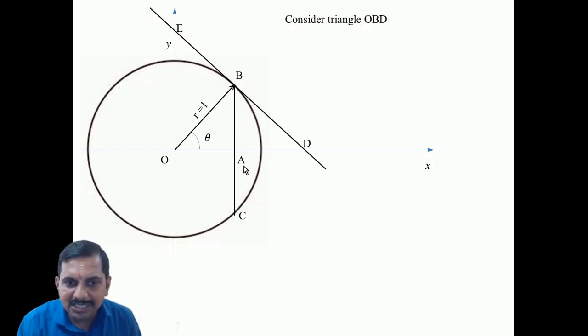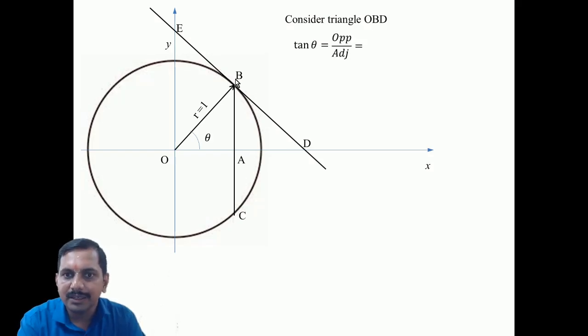If you consider this as a triangle, this is theta. So which is the hypotenuse? Hypotenuse is the one which is opposite to the right angle. Where is the right angle? This B is the right angle. And OD would be the hypotenuse. What would be the opposite? Opposite would be BD. And adjacent will be OB.